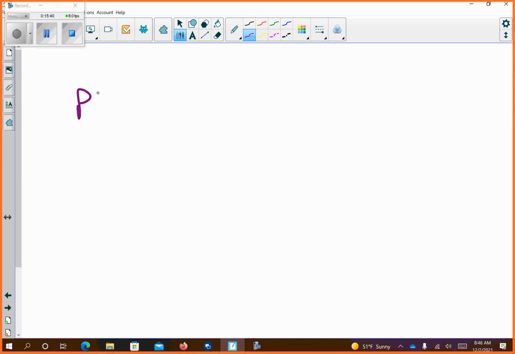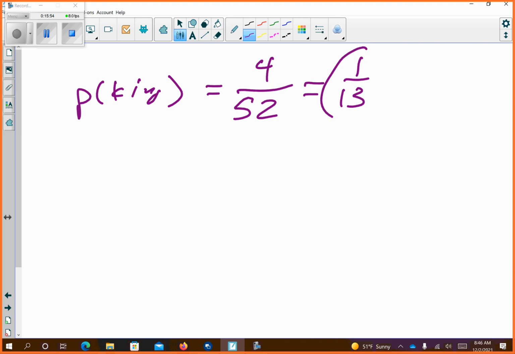the probability that I grab a king out of a single deck of cards, if I shuffle them up and lift a card and it's a king: there are 4 kings in the deck, 1 in each suit. There are 52 cards in the deck. Reduce the fraction, so you have a 1 in 13 probability that you would grab a king out of a deck of cards. Okay? What is the probability that I pick a king and it is red?